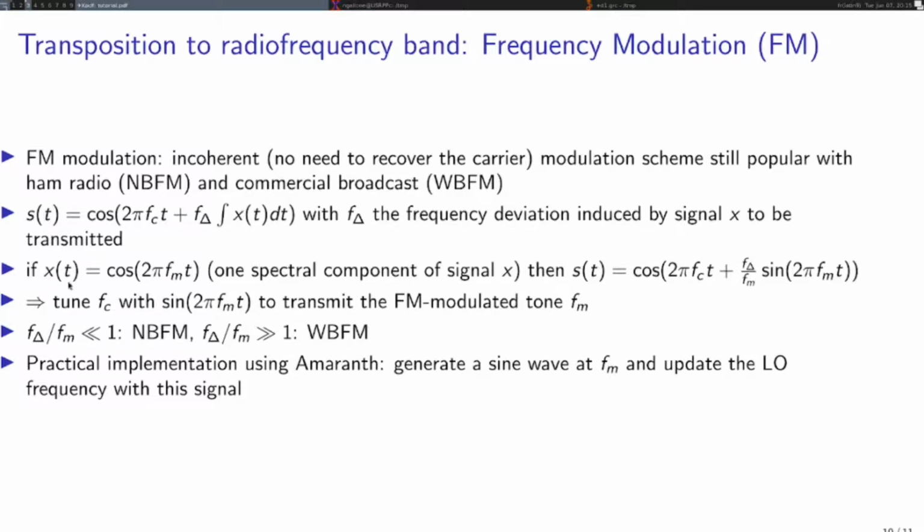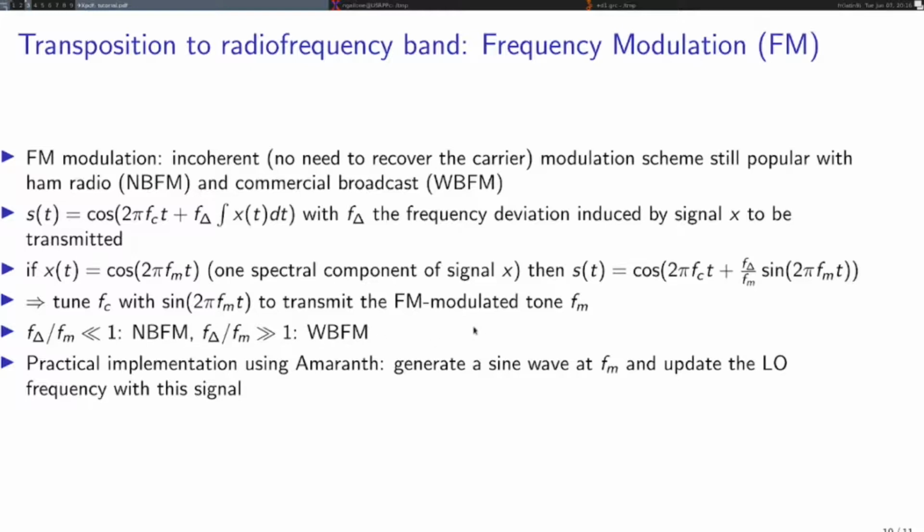So we consider that x of t, the data that we're transmitting, the signal that we're transmitting, is one of the spectral components of the Fourier transform of the Fourier series, and this is at FM one of the spectral components that we're considering here. Then the integral of a trigonometric function is again a trigonometric function, and we see from the integral f delta over FM, which nicely leads to this definition of narrowband FM or wideband FM.